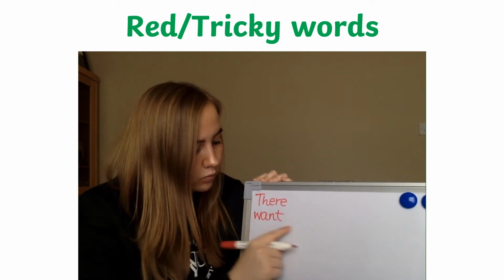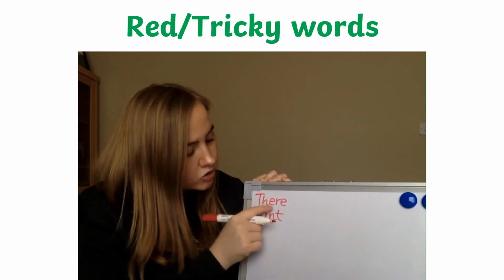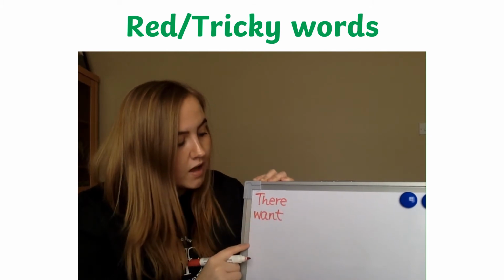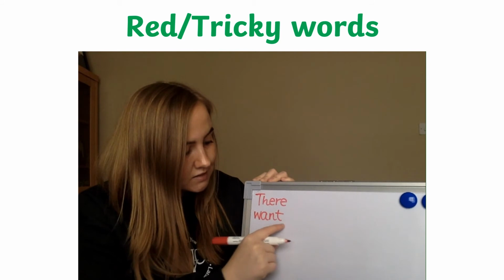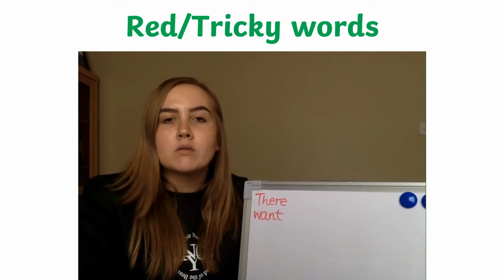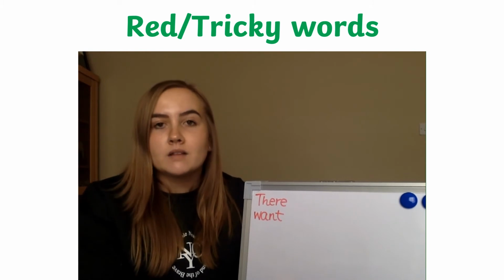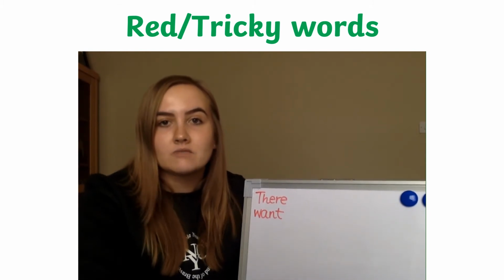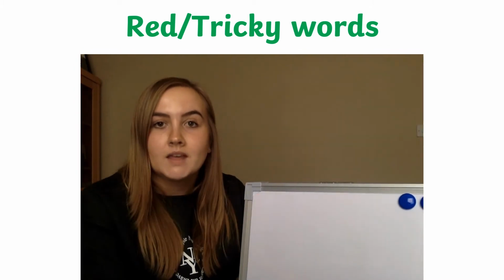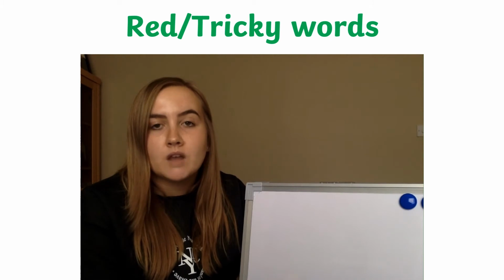W-A-N-T spells want. So the first word was there, T-H-E-R-E, and then the next red word that was new is W-A-N-T, want. So now I'll give you a few seconds to practice both of these red words. You can practice writing them, you can practice spelling them out, and you can also practice reading them. Now that we've looked at two new red words, we'll recap over some that we've learned already.